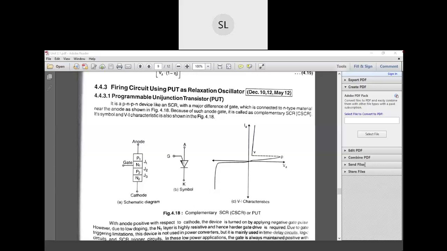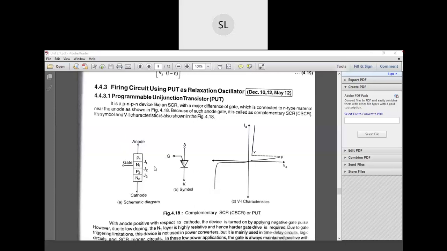Similar to the UJT, there is one more device that we can make use of, the PUT, that is, the programmable unijunction transistor. As you can see, its symbol or structure is like the SCR, that is, it has four layers, P1, N1, P2, N2. There are three terminals like the SCR, that is, anode, cathode and gate.